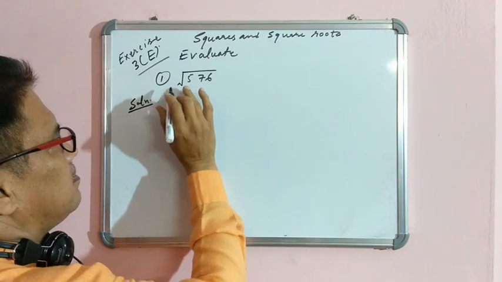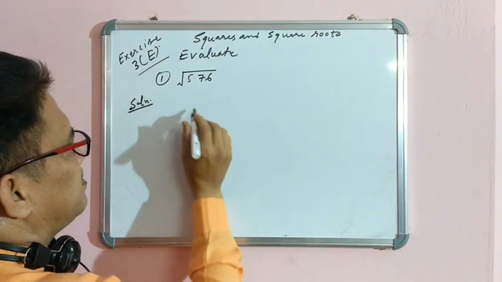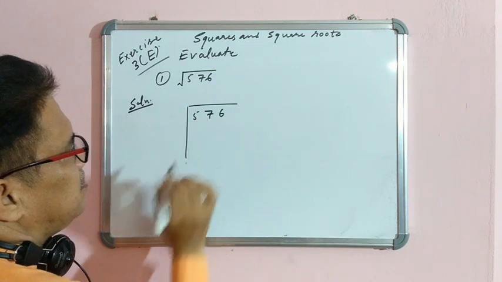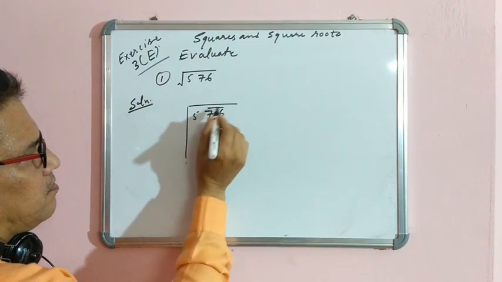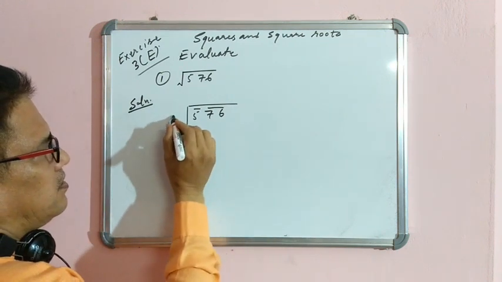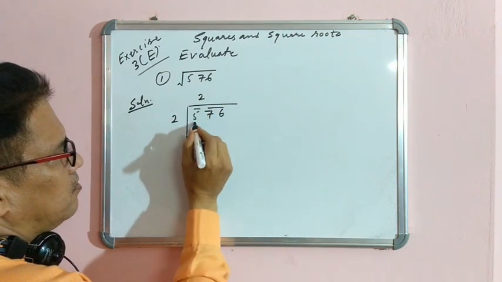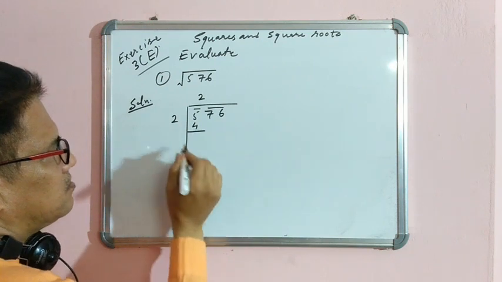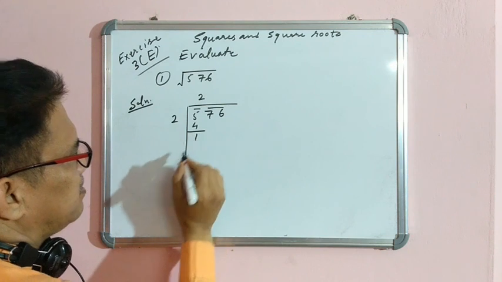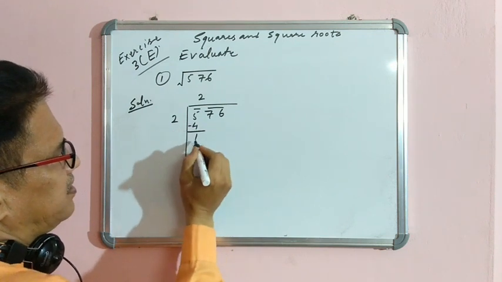We have to find the square root of 576. So for that we will write 576. We will start making pairs from the right. This one number is left, then we will do this one, 2 to the 4. The nearest square we will write, which is just equal to or less than. So we are getting 5 minus 4, that is 1.